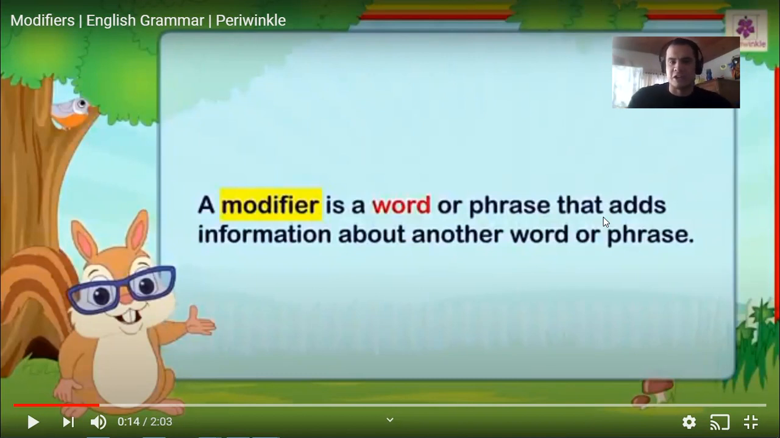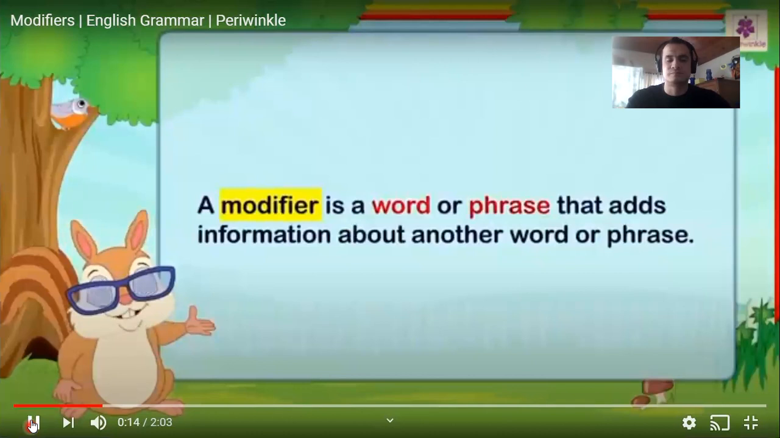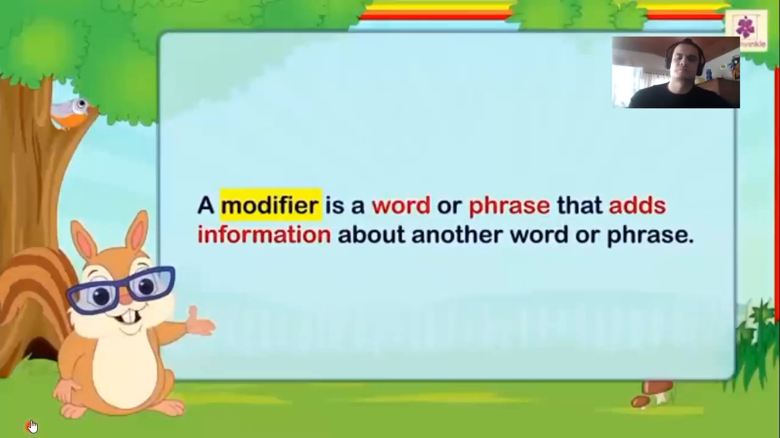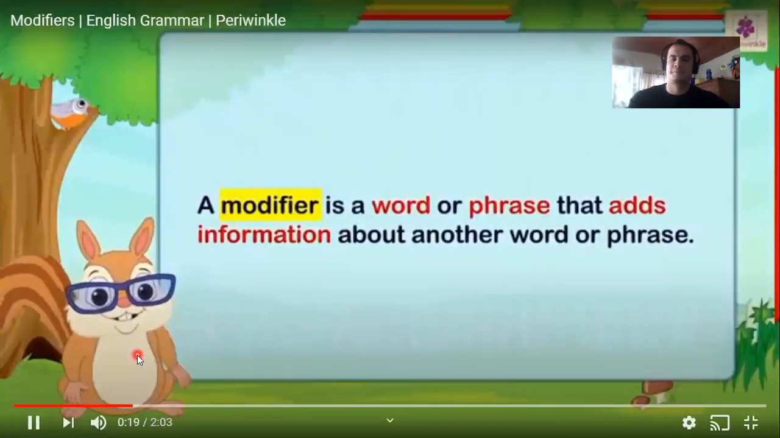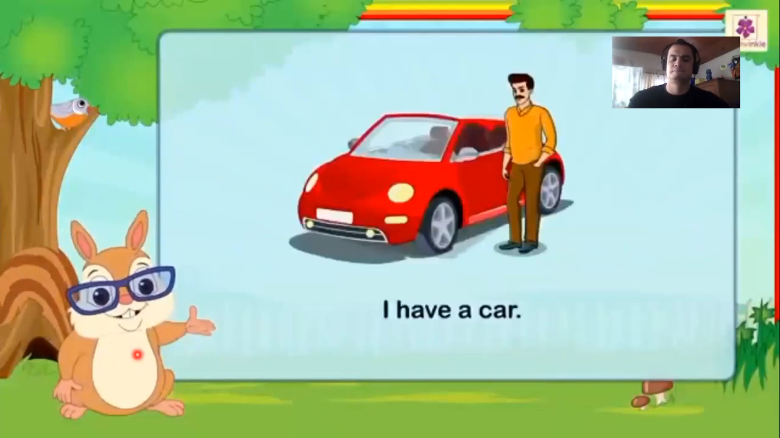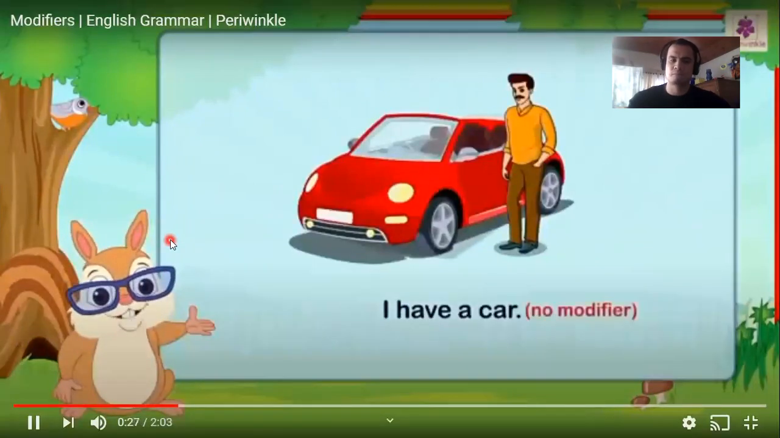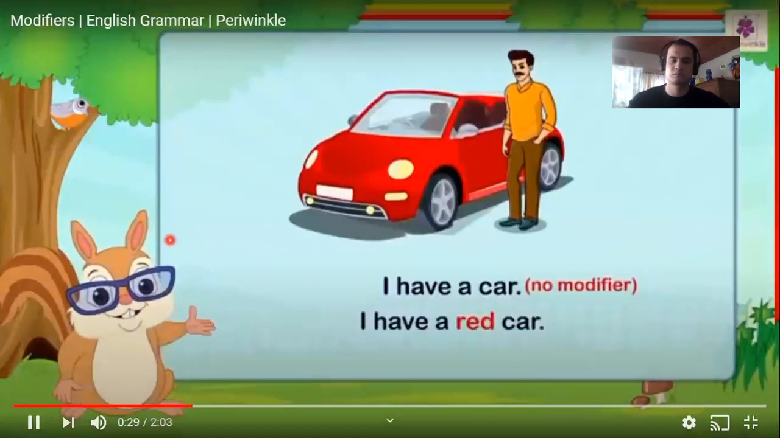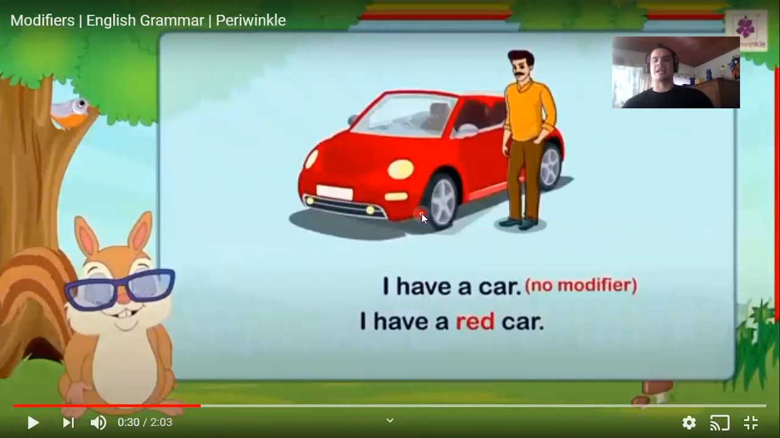Okay, so finish. Take into account this information about what is the meaning of modifier, right? Take it into account in your mind. Okay, pay attention to one example again. A word or phrase that adds information about another word or phrase. For example, I have a car. No modifier. I have a red car. Okay, pay attention.